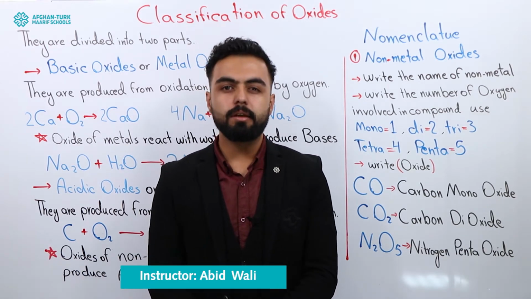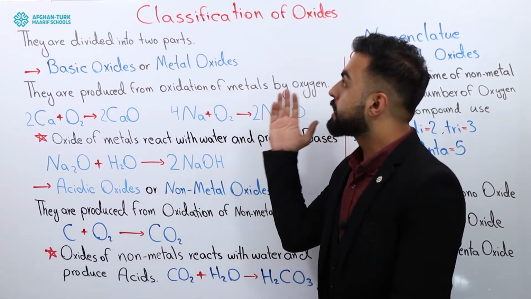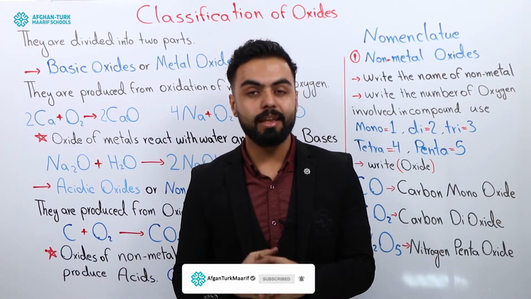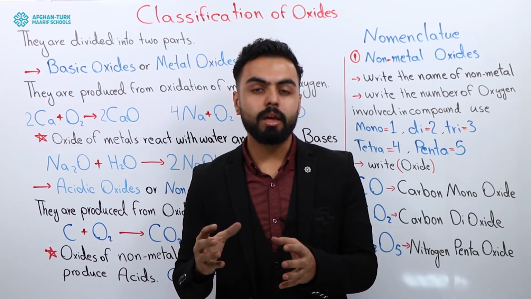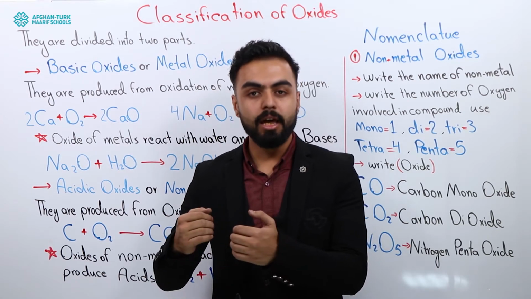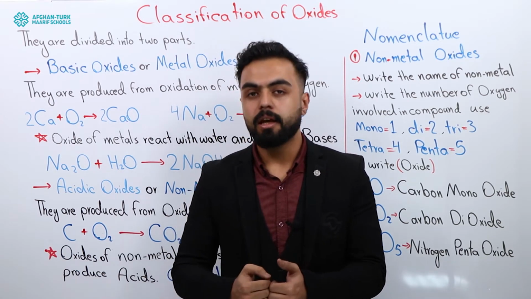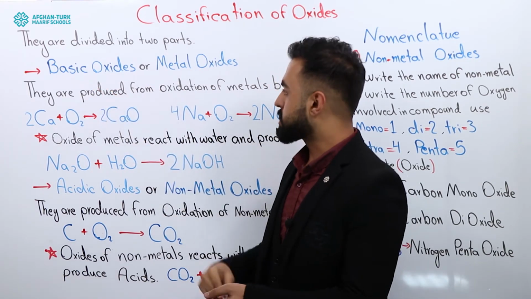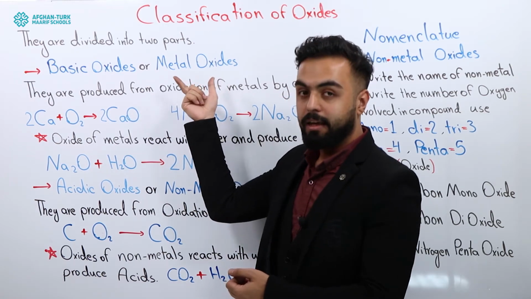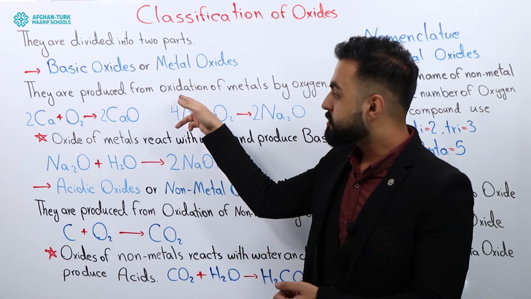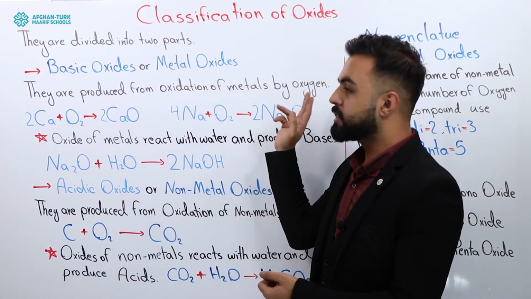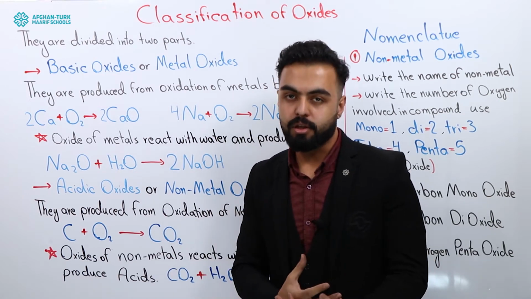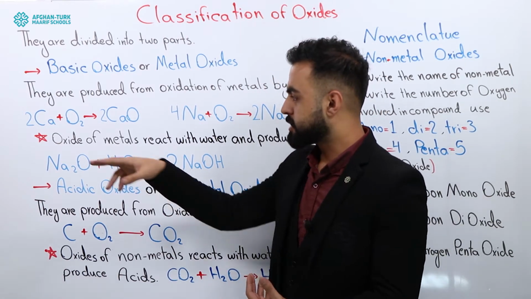Today we are going to start a new topic which is called classification of oxide. So we have studied in the previous session that we can have oxides from the oxidation of any element. They are divided into two parts. First, we call them basic oxide or metal oxide. From their name, we know that they are produced from the oxidation of metals by oxygen. When a metal reacts with oxygen, then we will have the oxide of metals.